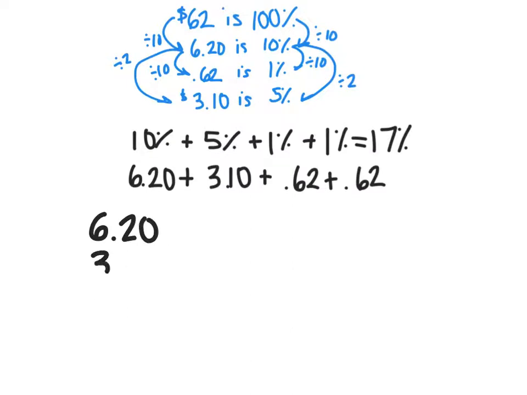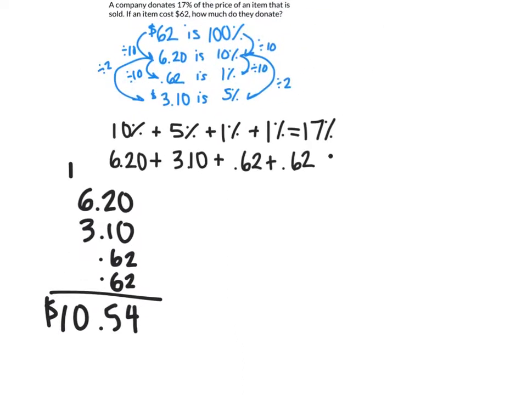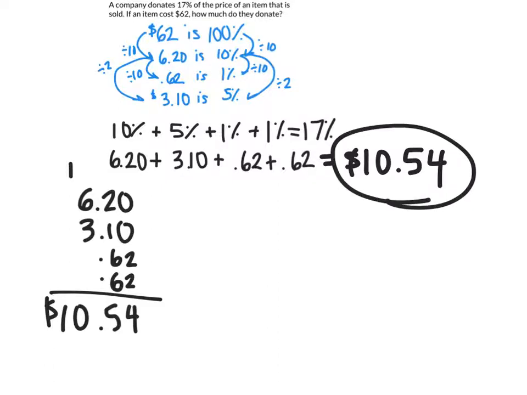620, 310, 62 cents, and 62 cents. So 6 plus 6 is 12, 13, 14, 15. 6 plus 3 is 9, 10. So I got $10.54. So when I add those up, I get $10.54. And that represents 17%. So the problem asked how much do they donate? They donate 17%. So they are donating $10.54.